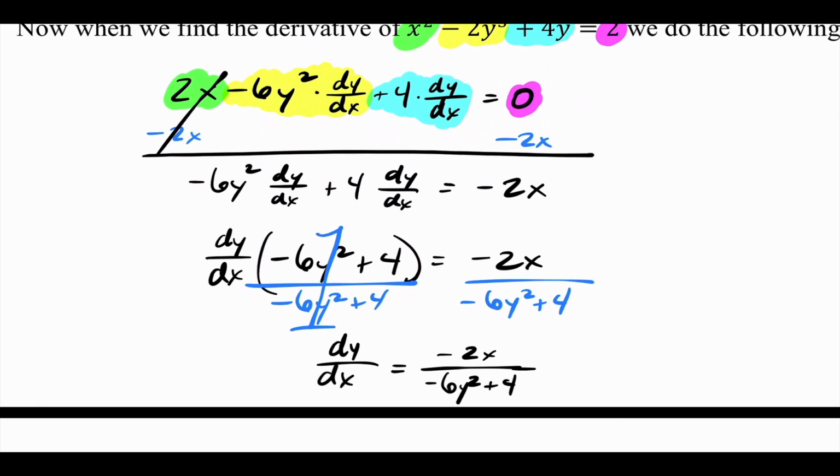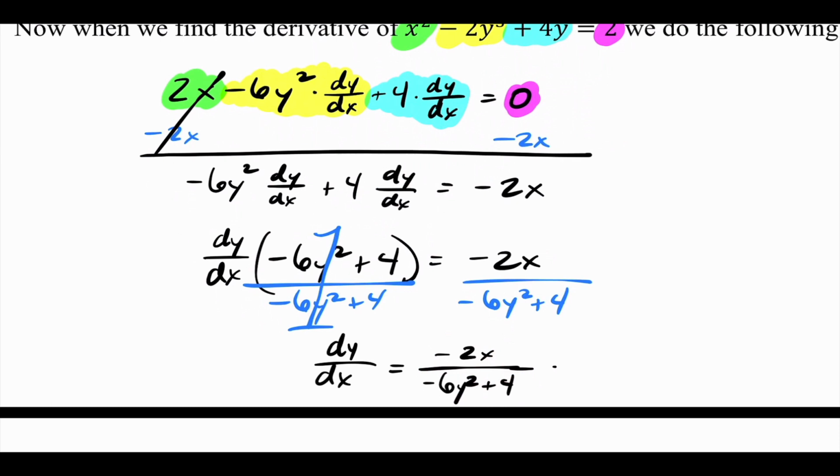The only added step that I would do is that all of these guys can be divided by 2. So divide them all by 2. So you get negative 1x over negative 3y squared plus 2 to reduce it. And you're done. That's the derivative. That's how we find derivatives of things that have y's with x's.